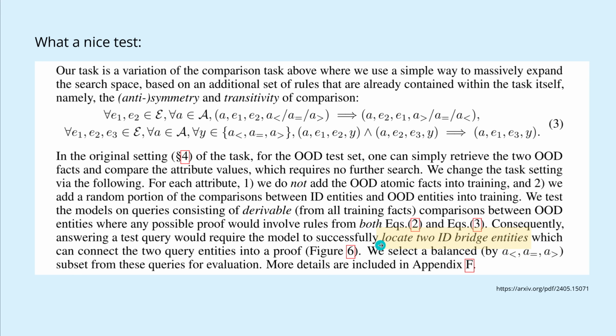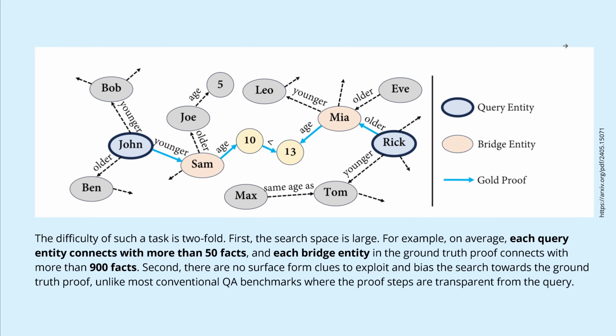where our LLM would just successfully locate two in-domain bridge entities, which can connect the two query entities into a mathematical proof that gives us then the relation. That's all there is. Well, however, the author thought about this and said, hey, let's not make it too simple.